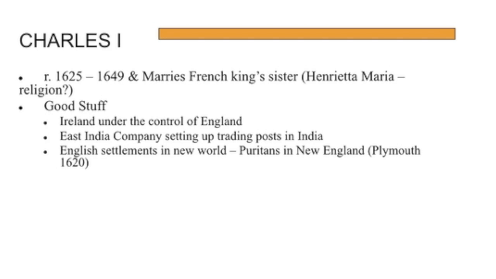There are some good things that he does, at least from the perspective of England and their leadership. He is able to bring Ireland under the control of England during this time period. He's going to set up for England the East India Company and start to set up trading posts in India, so expanding the economic power of England. He also is going to be responsible for encouraging and setting up some of the English settlements in the New World. Now, some of it was solving a problem of his, which is that the Puritans were very unhappy with him. And so in 1620, the Puritans are going to end up in New England, in Plymouth. But the good things are not good enough.